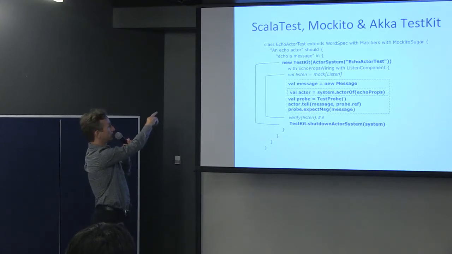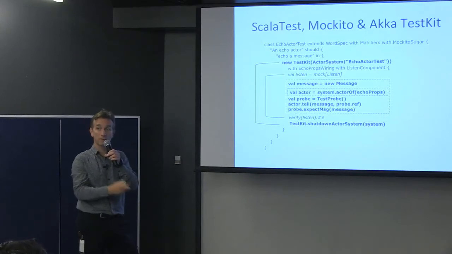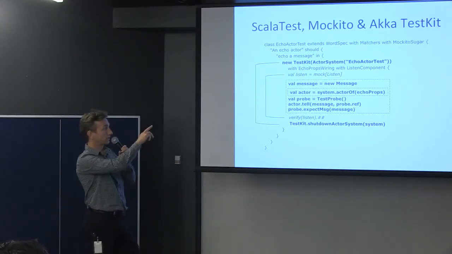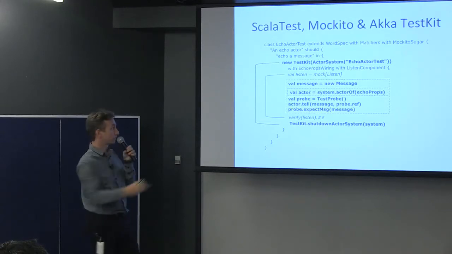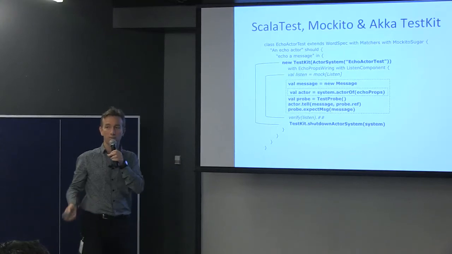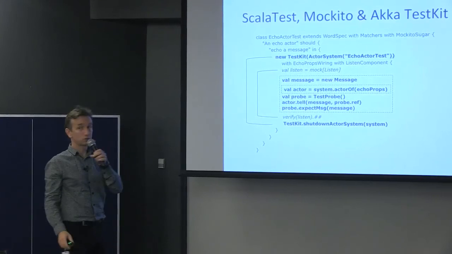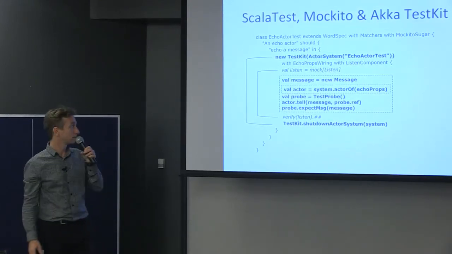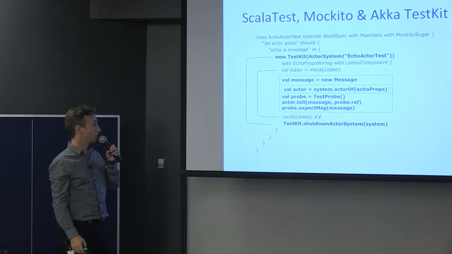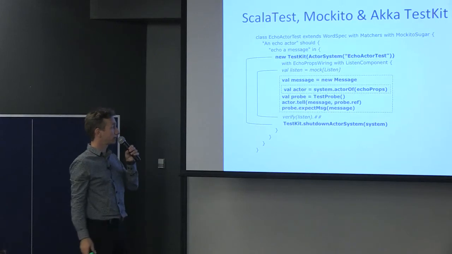We can see that we've set up the actor system and we've extended that with EchoPropsWiring and ListenComponent. Wiring means it's already wired, so we're finished there. The ListenComponent is a component, so we need to wire that. The first thing I do is set up val listen equals mock Listen, because we don't want to use a real implementation. We create a message because we want to chuck a message at the echo actor. All we've got here is the echo props, so we don't actually have an actor, so we're going to fire up an actor using system.actorOf.